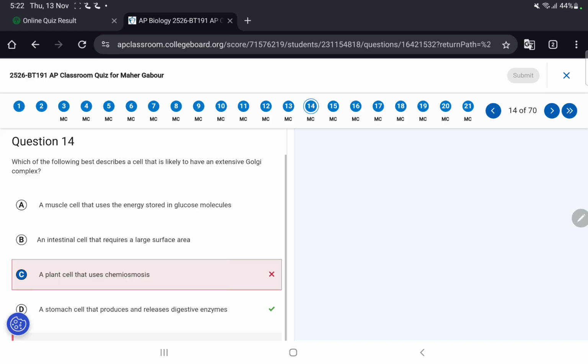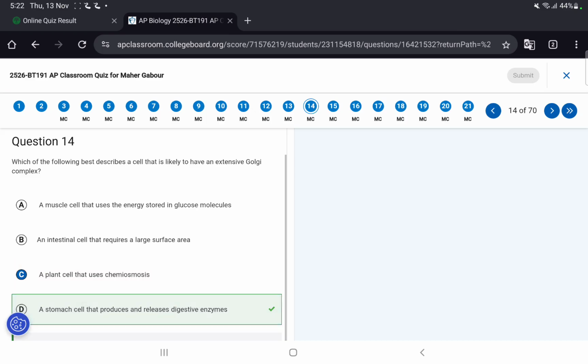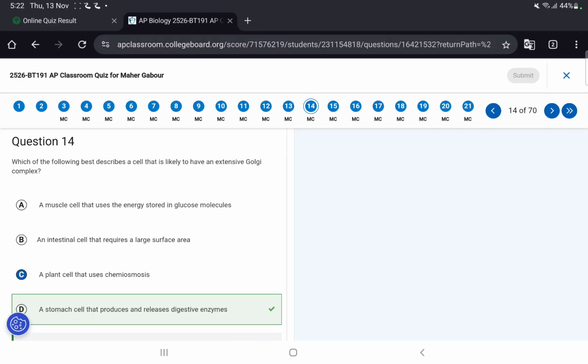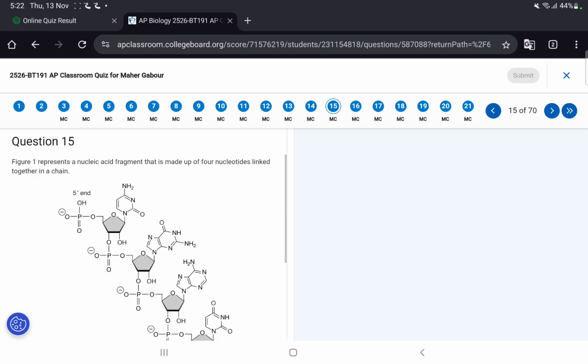Okay, which of the following best describes a cell that is likely to have an extensive Golgi complex? Okay, so obviously if we're releasing digestive enzymes, we're going to need an extensive Golgi complex, which is why a stomach cell that releases the digestive enzymes will need an extensive Golgi complex. Why? Because the Golgi complex is responsible for modifying proteins, releasing enzymes, making glycoproteins, making glycolipids. It's mainly proteins, so digestive enzymes. Okay, proteins, enzymes, glycoproteins. That's like the main function of the Golgi body. Okay, so question number 15.